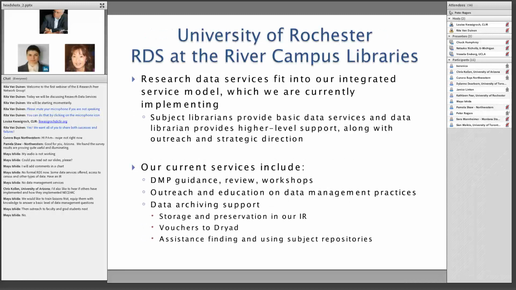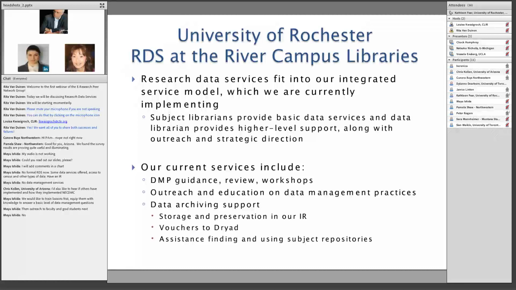Okay. Hopefully you can hear us. So our model for research data services is related to our overall service model, of which we're implementing a new service model, which emphasizes embedded librarianship and outreach. Of course, it's much bigger than just data, but it's important because it influences what our vision for data services looks like.